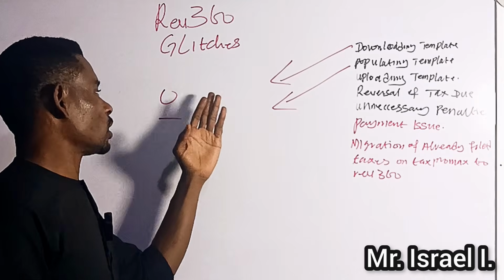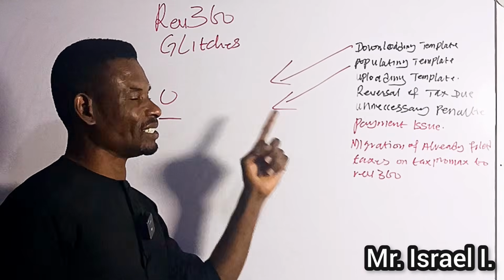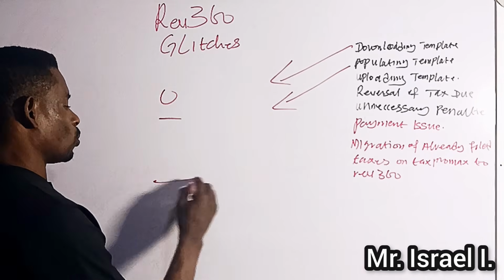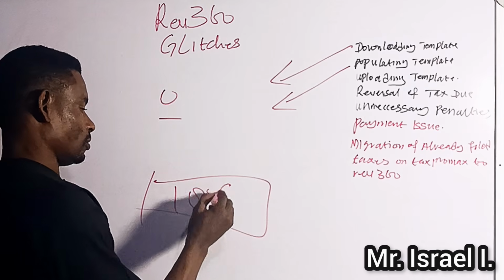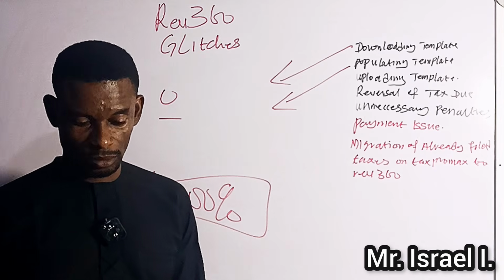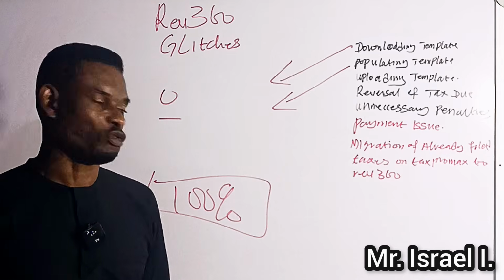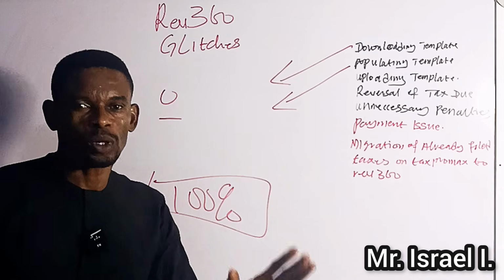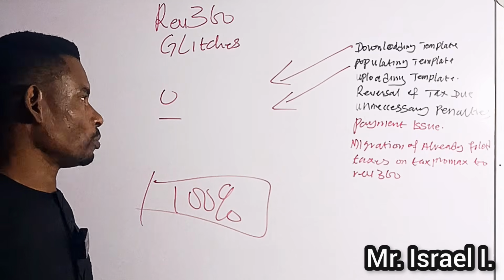And if you say, okay, I don't want to put this zero, I don't want to put anything there, the bar will not be 100%. You just have to put something before it will hit 100%. That is one aspect they should also do something about.